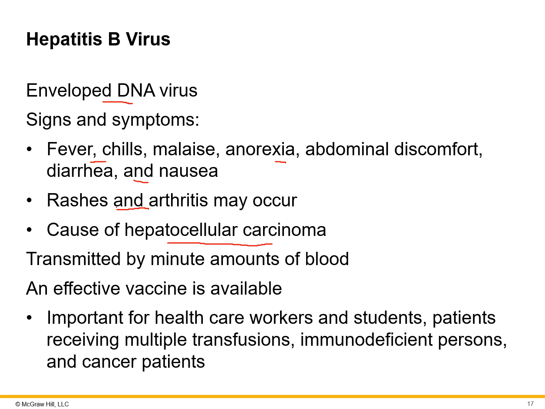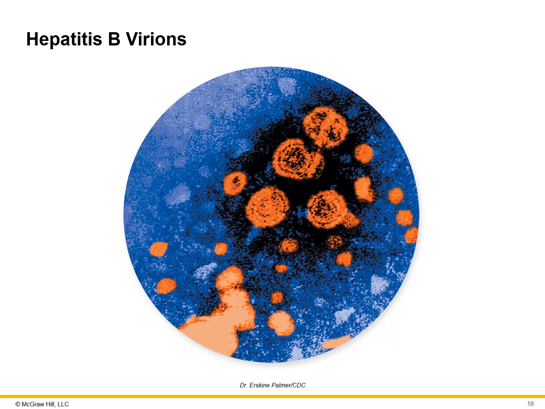It is transmitted in minute amounts of blood, so this is particularly problematic in healthcare where exposures to blood can occur in that setting, of course. So there is an effective vaccine and it is required and important for healthcare workers and students to receive, as well as those who are immunodeficient and cancer patients, to prevent an infection. This is just looking again at the Hep B virion. So again, it is enveloped, so it has that membrane around it, then the capsid, and then the DNA inside.